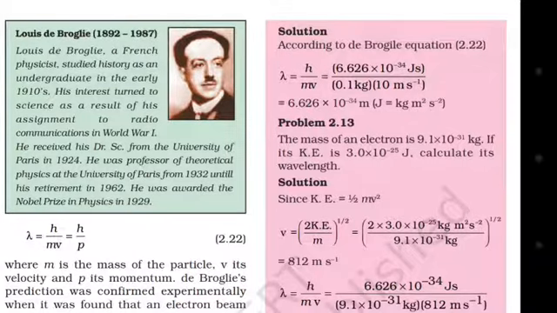Louis de Broglie, a French physicist, studied history as an undergraduate in the early 1910s.